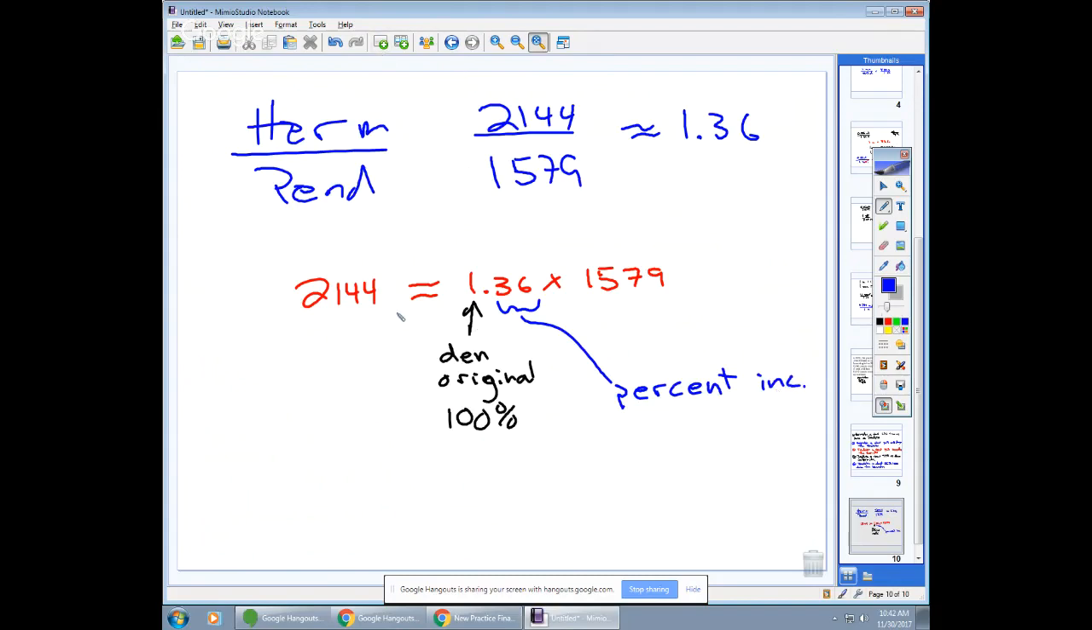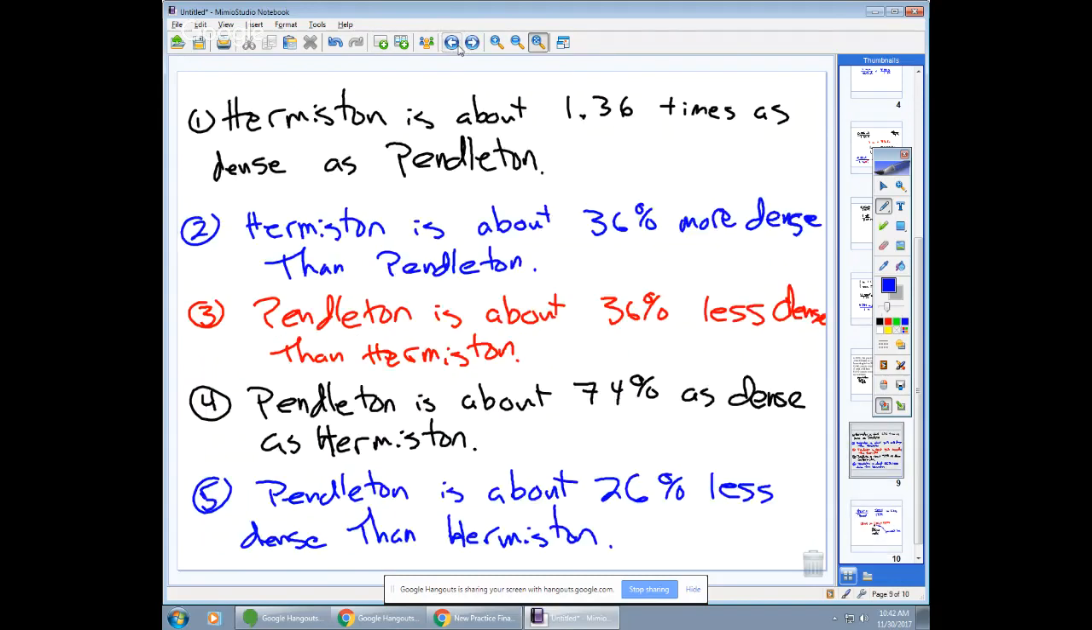So if I consider there's a 36% increase in the density from Pendleton to Hermiston, then going back here, which statement says that there's a 36% increase in Hermiston compared to Pendleton? Second statement or the third statement? The second statement, yeah. So the first statement is correct. The second statement is also correct. There are two different ways of looking at that 1.36. Okay, next question. Is Pendleton 36% less than Hermiston?